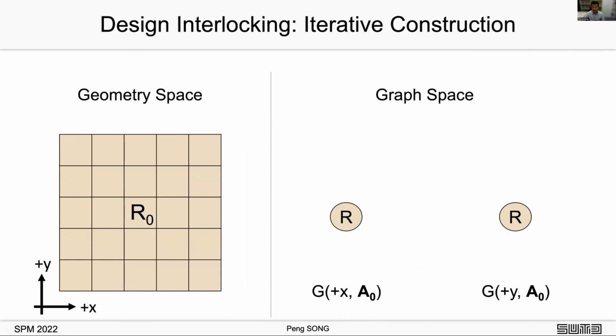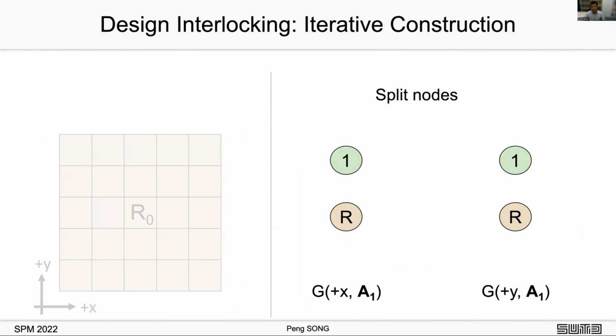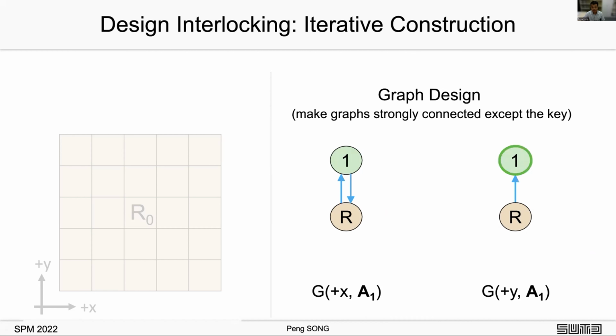Our input is a regular grid denoted as R0, and our goal is to partition it into a 5-part interlocking assembly. Our idea is to do the partitioning iteratively and ensure interlocking for each intermediate assembly. We first do the splitting in the graph domain to partition R0 into P1 and R1. By adding new directed edges between P1 and R1, we can make the graph strongly connected except the key.